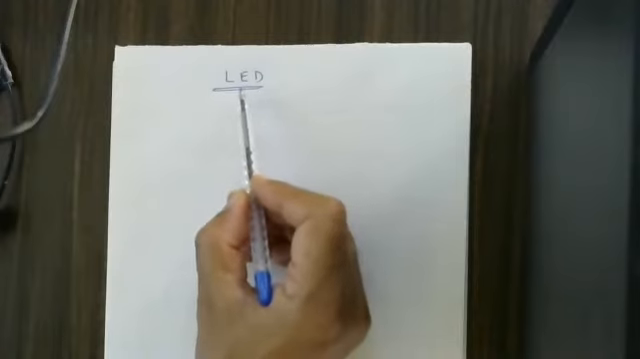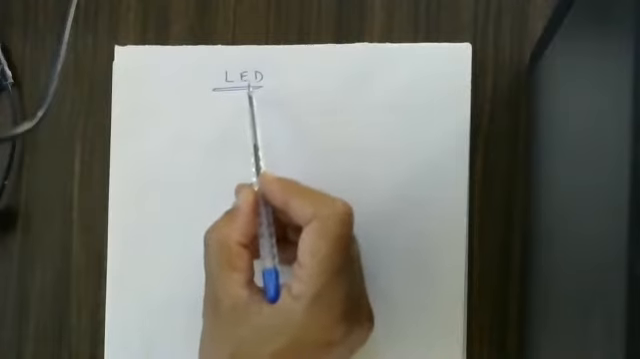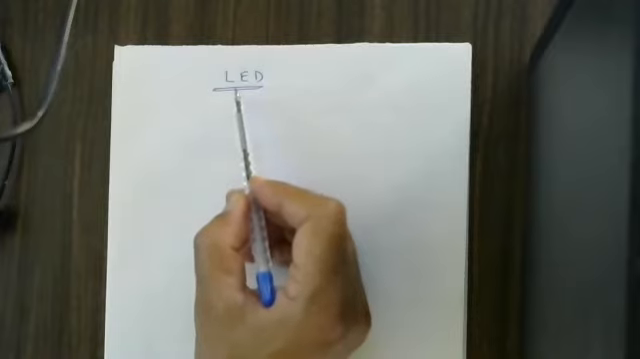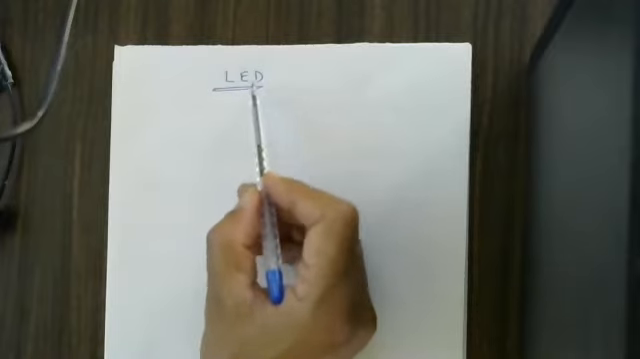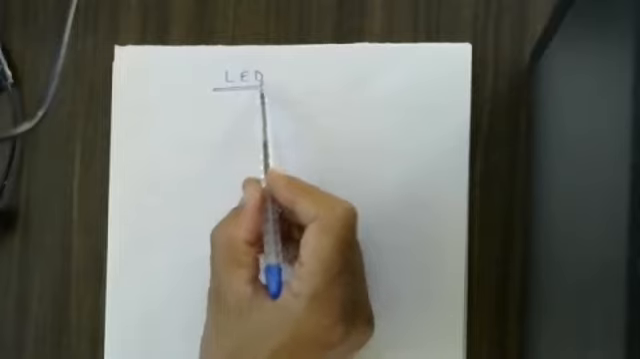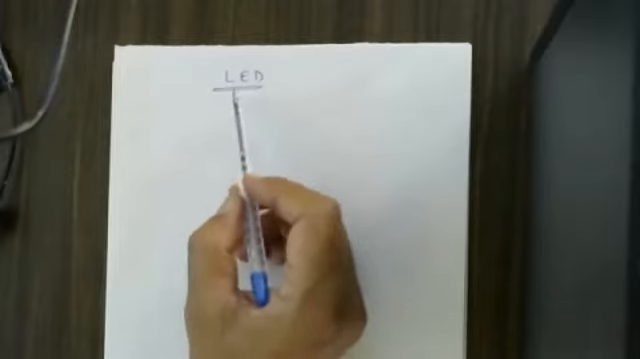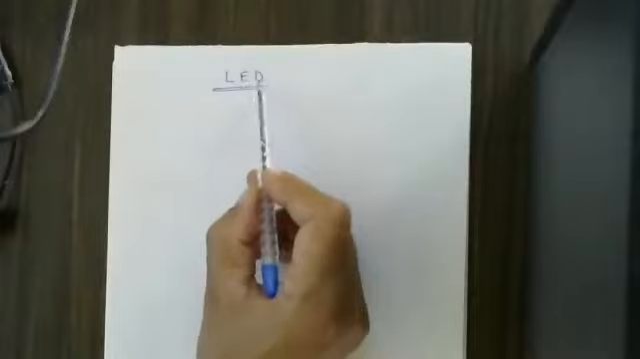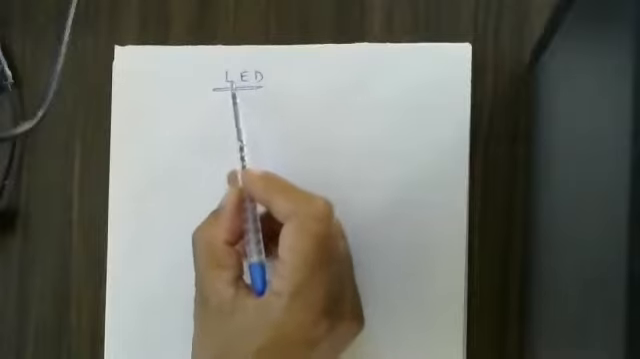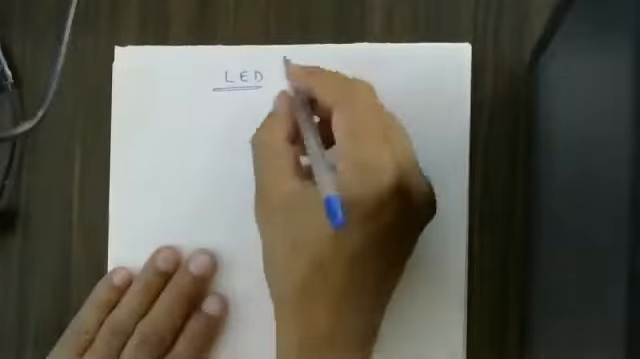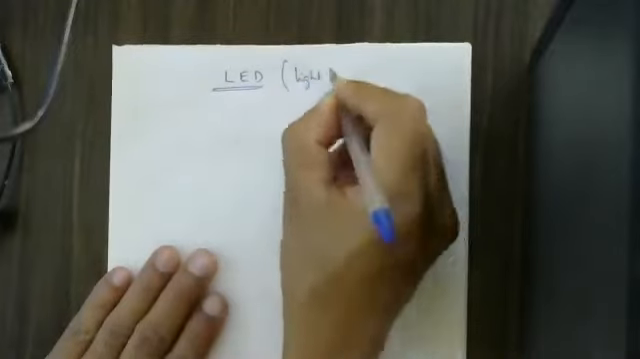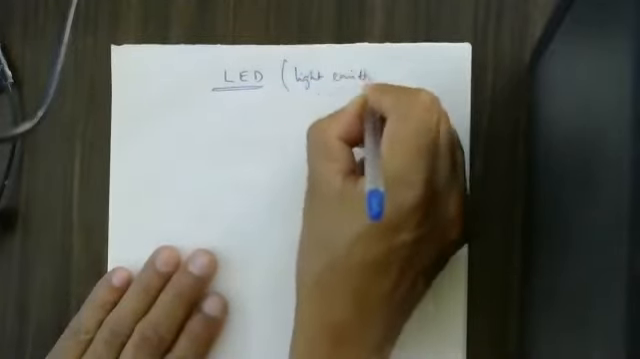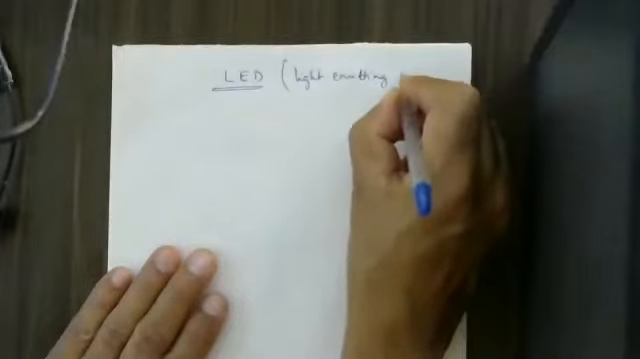Okay, first idea, LED. What do you mean by LED? In final examinations, they ask this question: what is an LED? LED means light emitting diode. If you expand the abbreviation, you will get 1 mark. Light emitting diode.